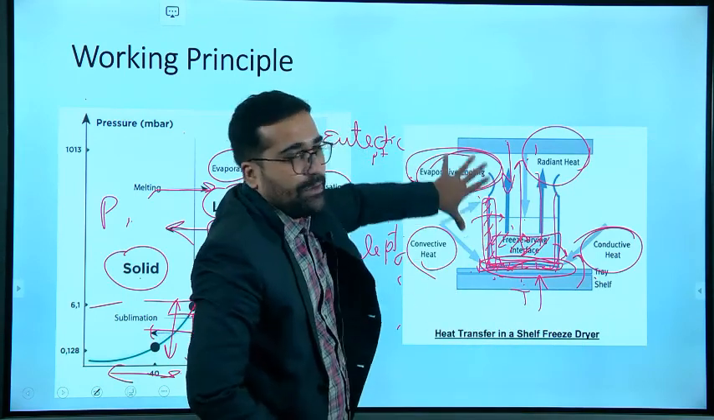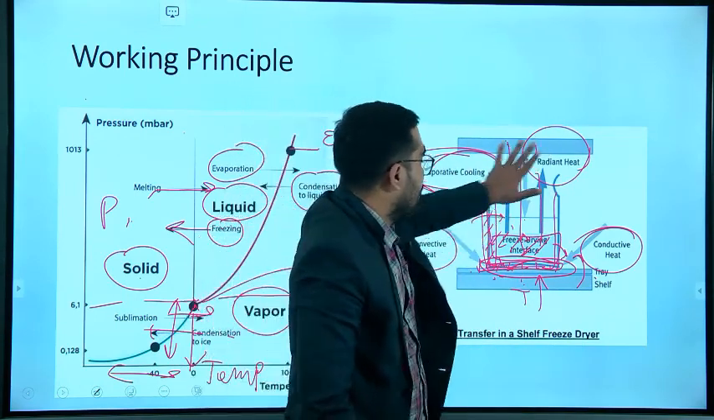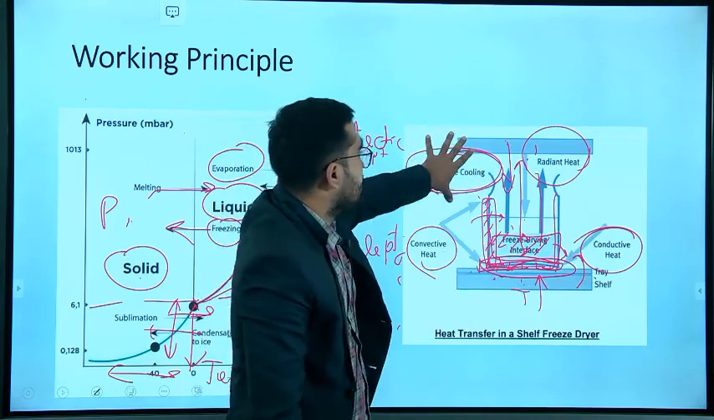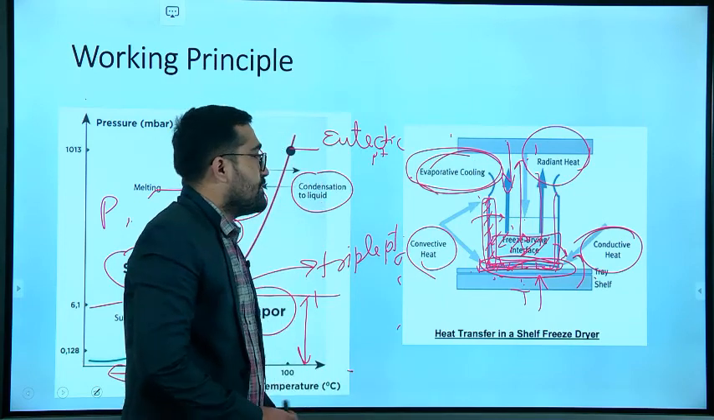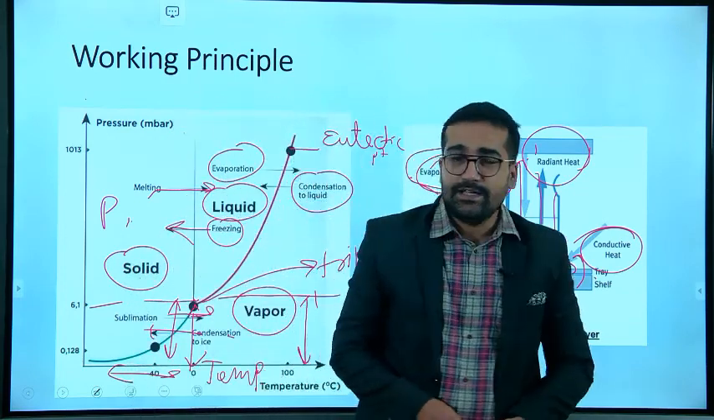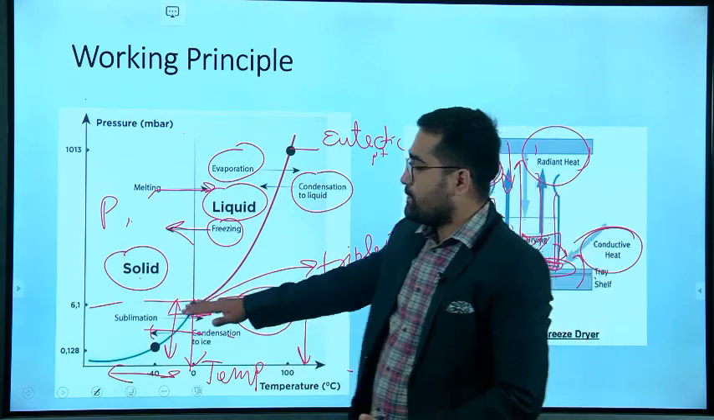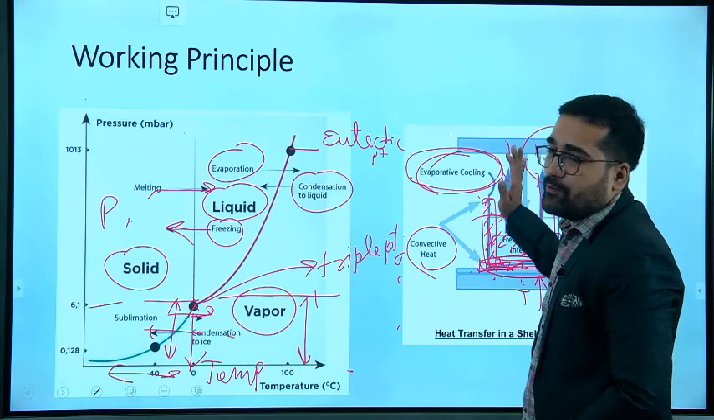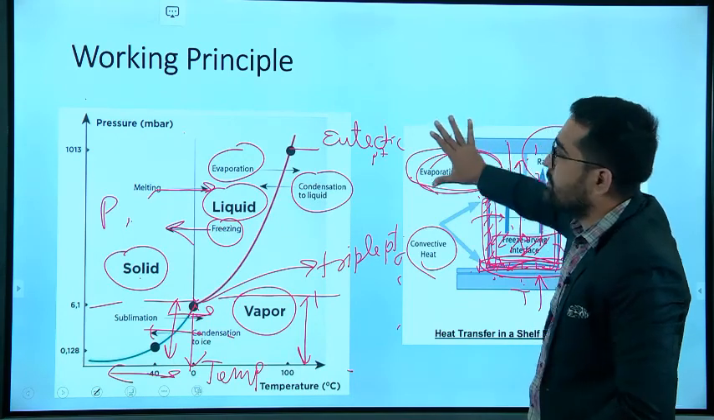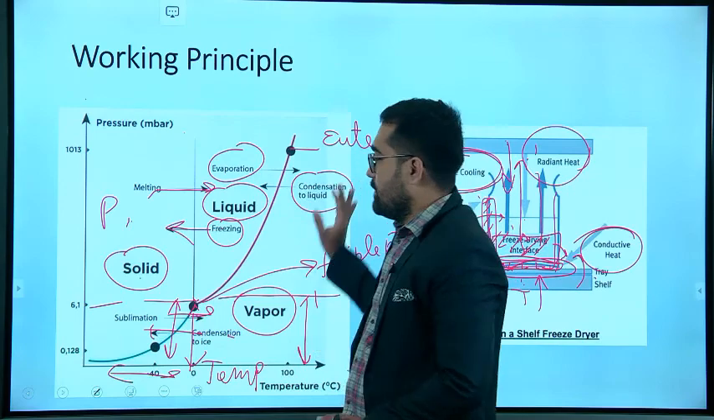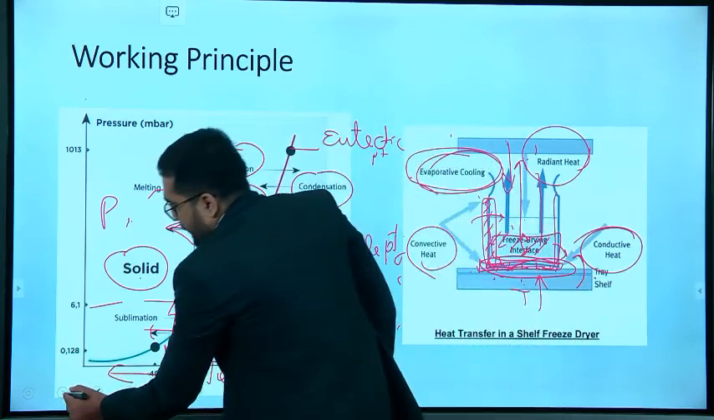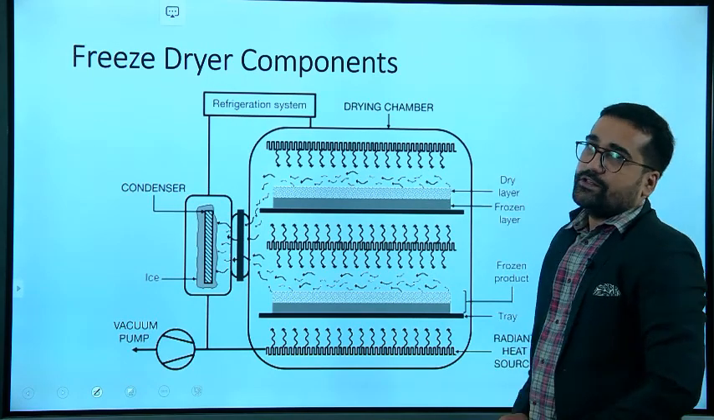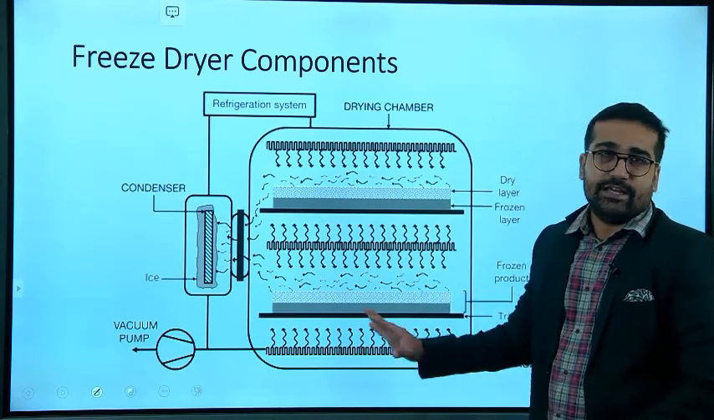So these three types of heating are occurring inside a freeze dryer, and this causes the evaporative cooling of the product. So these are the two basic principles: first triple point and sublimation, and then convective, conductive and radiant heat causing the evaporation. These are the working principles of a freeze dryer. Now we will see the various components of the freeze dryer. After that we will design the freeze dryer.